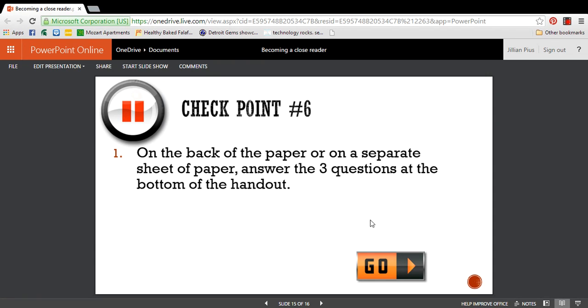Checkpoint number 6. On the back of the paper, or on a separate sheet of paper, I want you to answer the 3 questions at the bottom of the handout. So look in the bottom right-hand corner of the page and answer those 3 questions. So pause the video and do those questions.